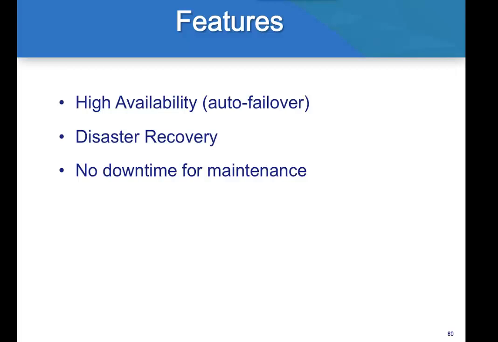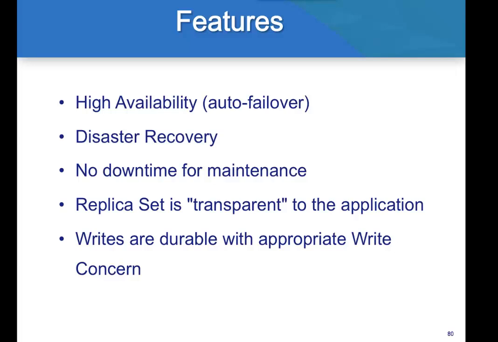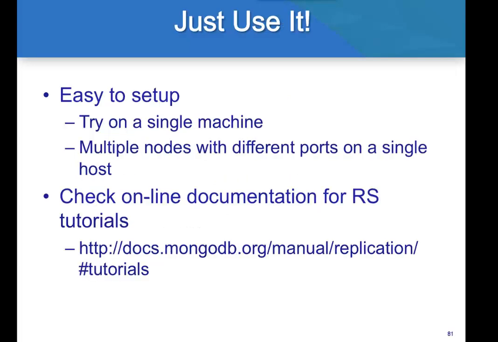Because you have multiple nodes and because of this automatic election, you don't have to take downtime when you're doing maintenance. And the replica set is transparent to the application. Again, you have to change one line of code, and then we'll connect to the replica set and automatically reconnect to the primary. And if you have the appropriate write concern, your writes are going to be durable and network durable.